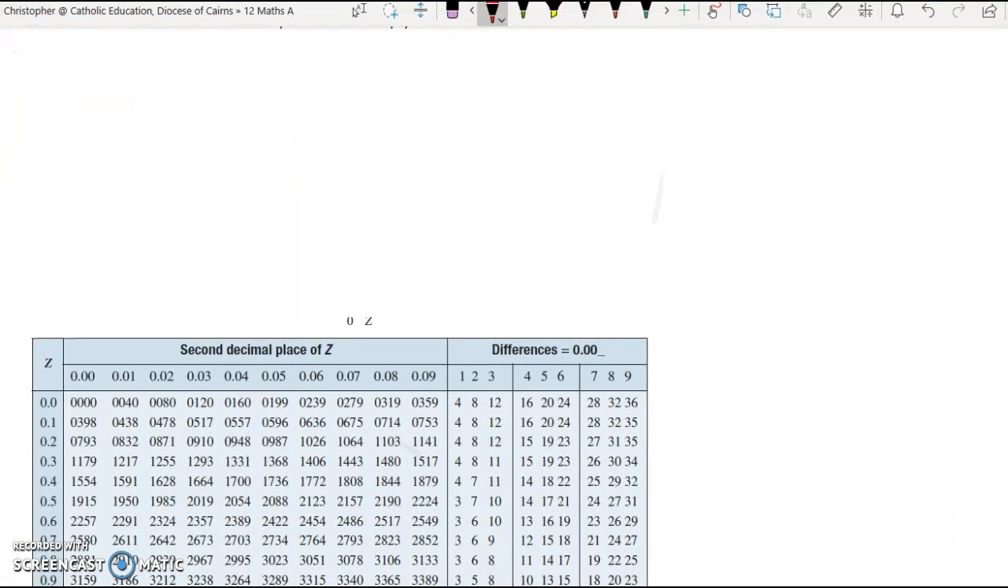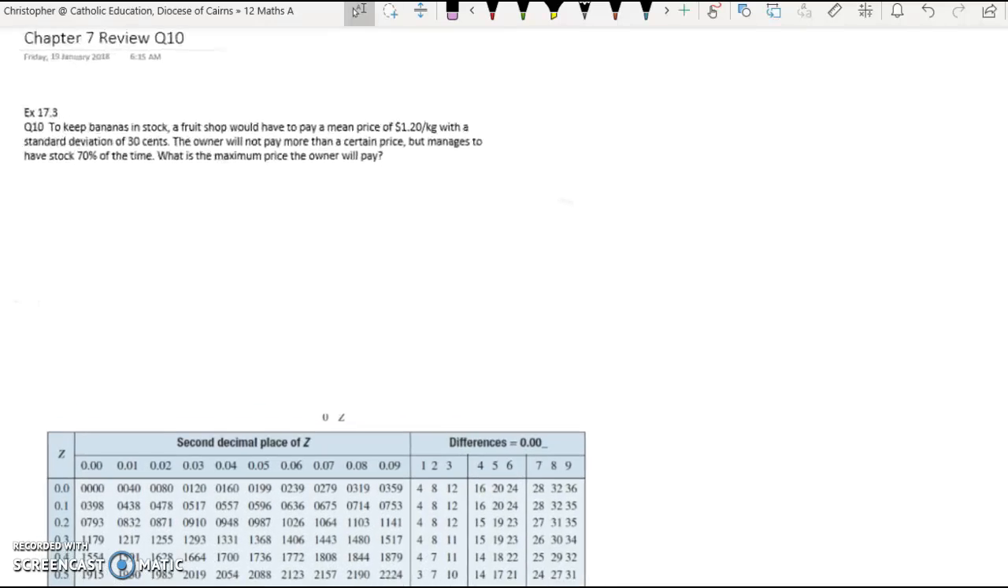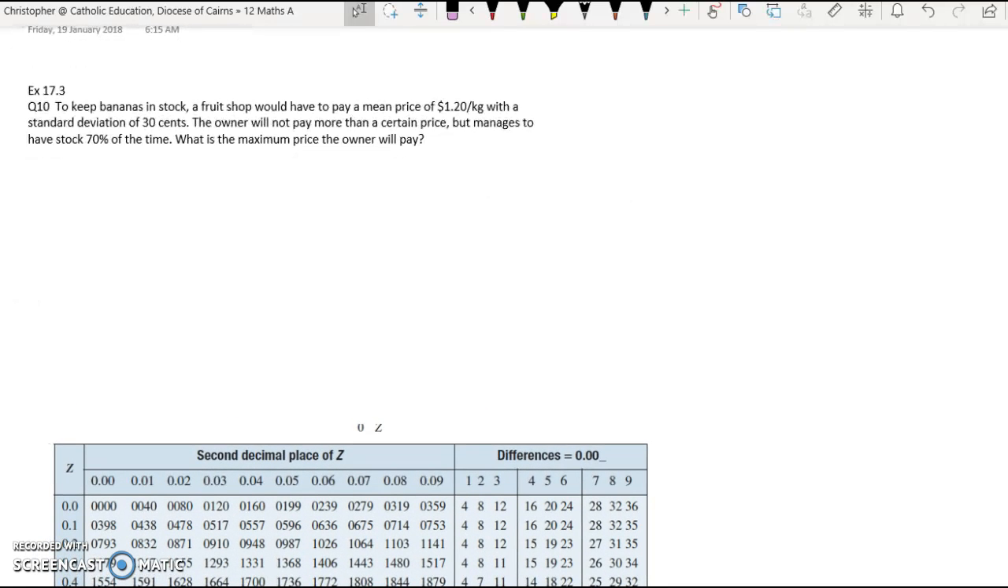Okay, so with this question here: to keep bananas in stock at a fruit shop, I have to pay a mean price of $1.20 a kilo. The standard deviation is 30 cents. The owner will not pay more than a certain price, but manages to have stock 70% of the time. What's the maximum price the owner will pay?